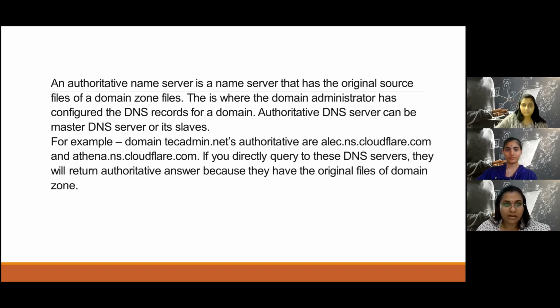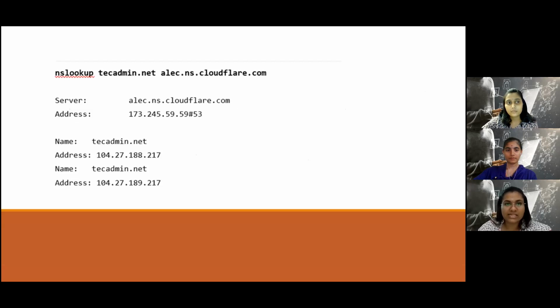For example, domain ticketme.net's authoritative servers are alec.ns.cloudflare.com and athena.ns.cloudflare.com. If you directly query these DNS servers, they will return an authoritative answer because they have the original files of the domain zone. This is the example for the authoritative server.